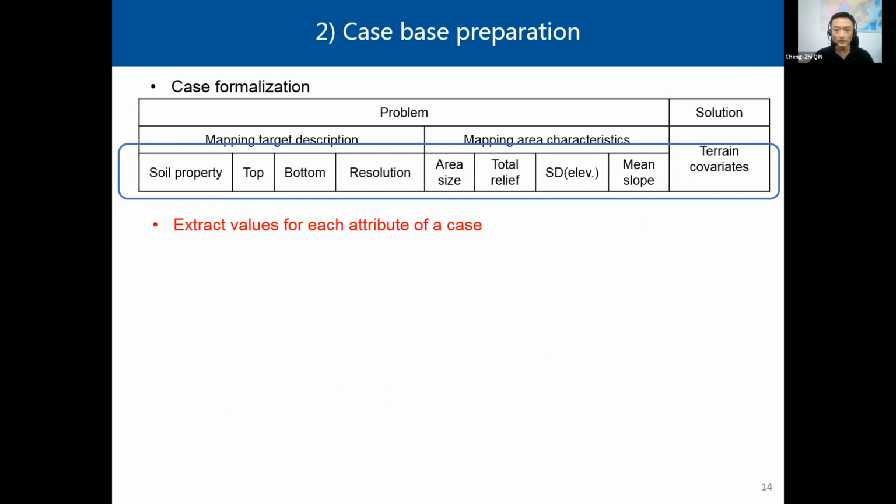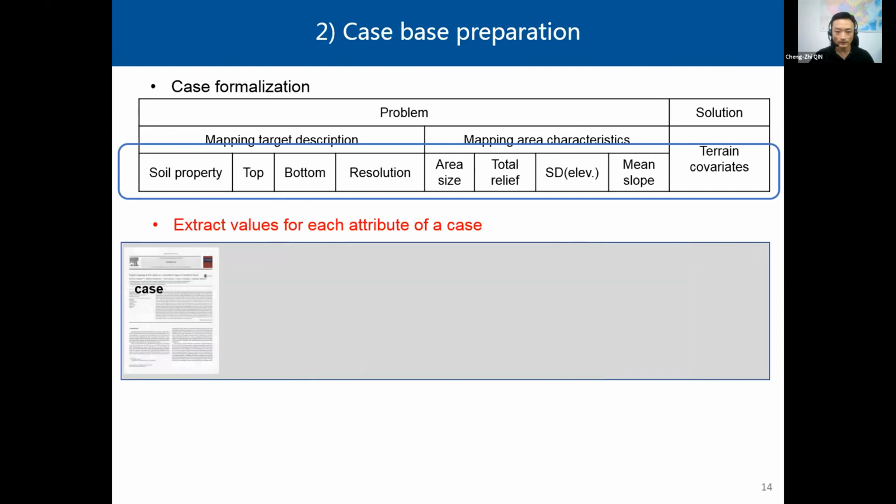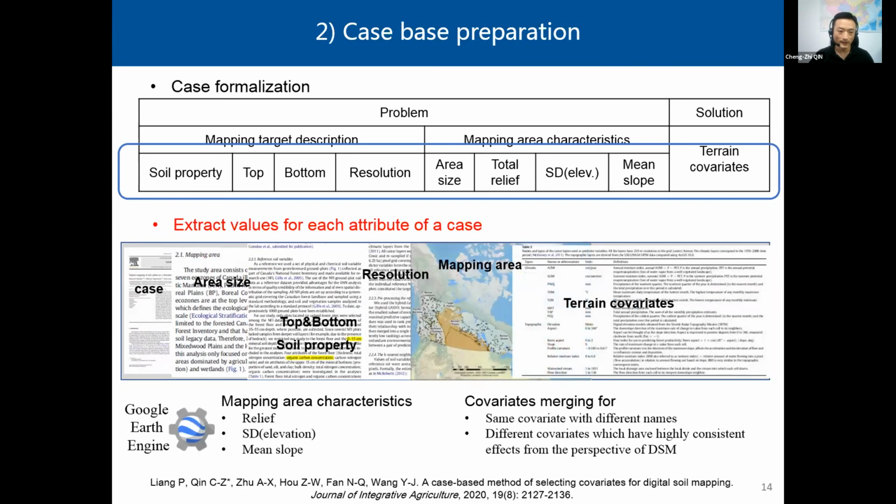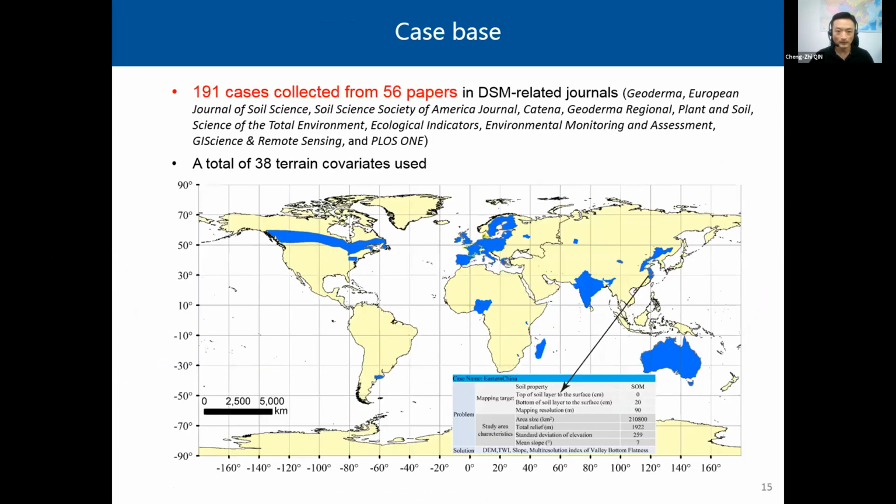For each attribute in the case, we need to extract values. For example, for a case from the publication, we can collect the area size, resolution, and some other information. And we also use Google's engine to automatically calculate some attribute values, such as relief, standard deviation of the elevation, or mean slope, and so on.